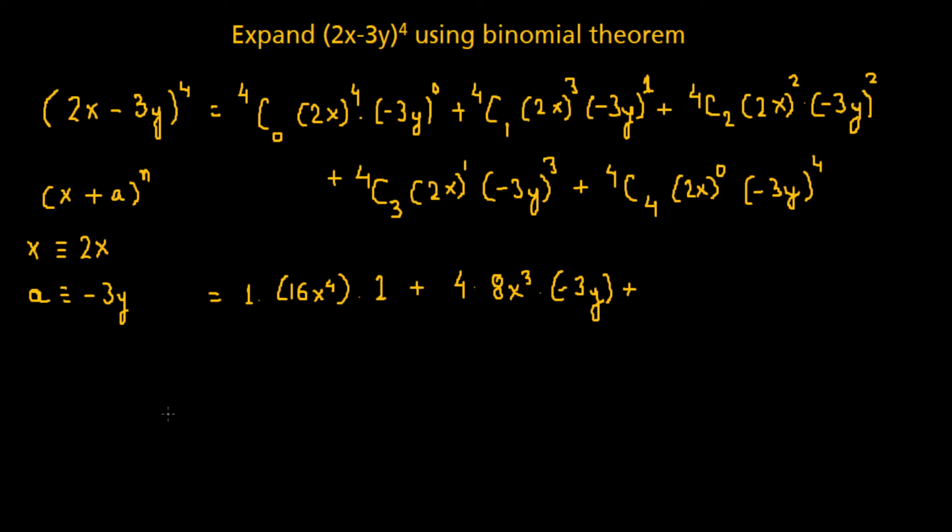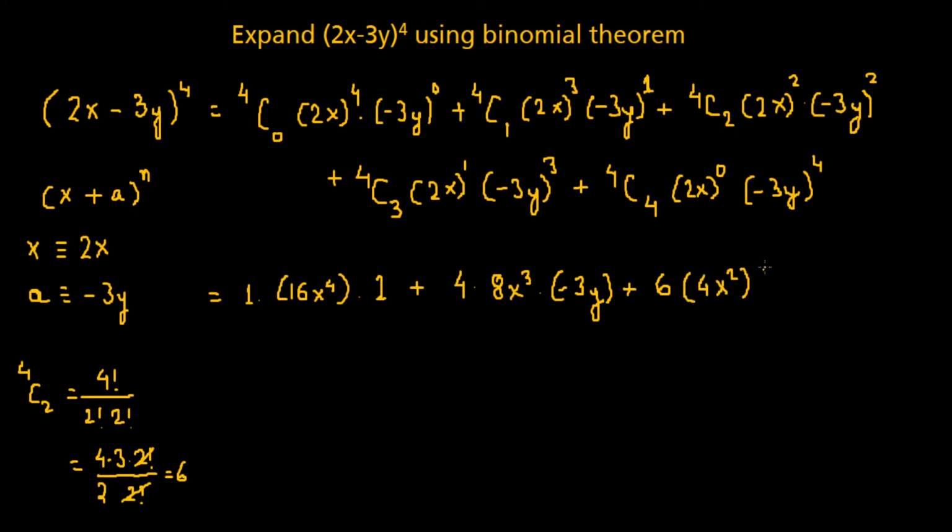So what is 4C2? Let me quickly calculate. 4C2 is equal to 4 factorial divided by 2 factorial times 2 factorial, which is equal to 4 times 3 times 2 factorial divided by 2 times 2 factorial. So instead of writing both 2 factorials, I'm simply writing one of them as 2. The 2 and 2 factorial cancel, 4 times 3 is 12, 12 over 2 is 6. Okay, so this is 6. Twice x squared is 4x squared times (-3y) squared is 9y squared.